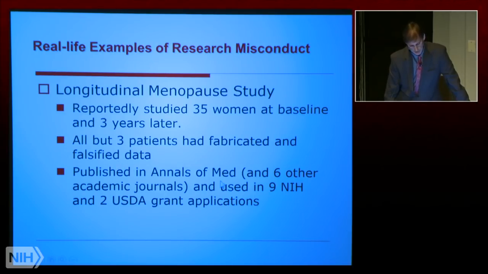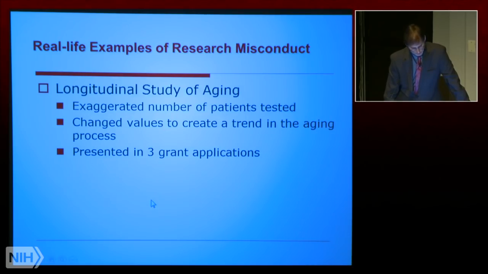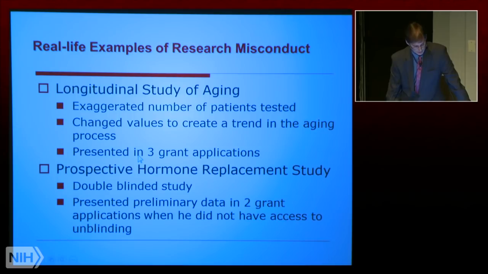This was published in the Annals of Medicine and 6 other academic journals and used for 9 different NIH and 2 USDA grant applications. Now, he didn't get all of those grants, but he had another study, a longitudinal study of aging. He liked these longitudinal studies. He exaggerated the number of patients tested. He changed values to create a trend in the aging process. And he presented this data in 3 different grant applications.